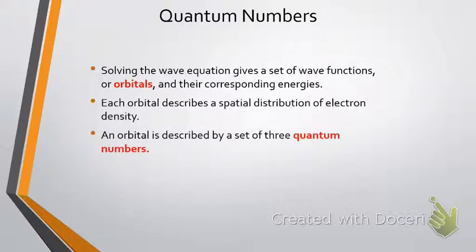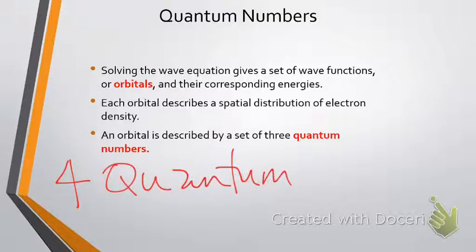These orbitals are described by a set of 3 quantum numbers. Now, I want to stress something here. There are technically 4 quantum numbers. The first 3 describe the orbital in which the electron lives or resides, and the 4th one talks about the electron's magnetic spin specifically. That's why technically there are 4 quantum numbers, but the first 3 describe the orbital. The 4th one is the one that differentiates the electron from its neighboring electron.